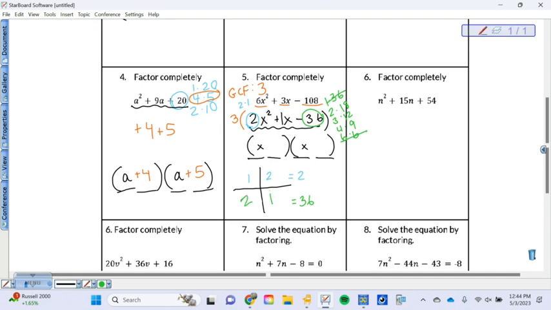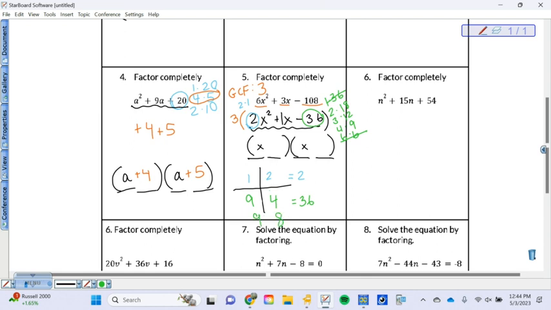2 and 18. 1 and 2 is 2. 2 and 18 is 36. That's not going to get me to 1. 4 and 9. Which way should I do it? 4 and 9 or 9 and 4? 9 and 4. 1 times 9 is? And 2 times 4 is?